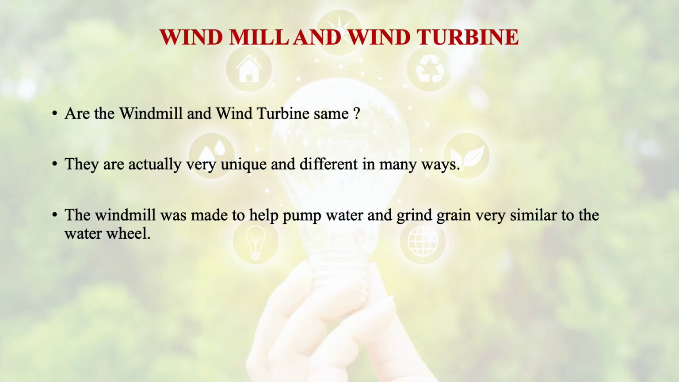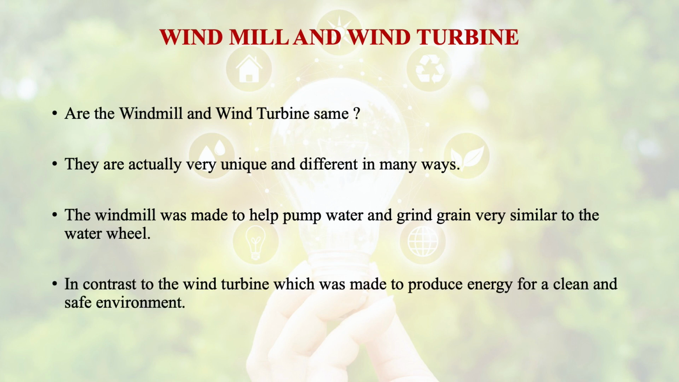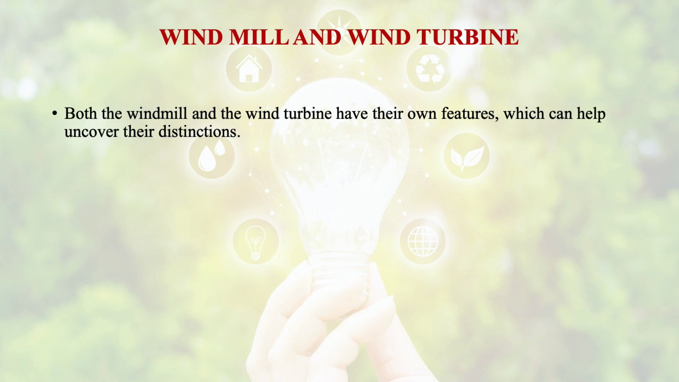The windmill was made to help pump water and grind grain, very similar to the water wheel. In contrast, the wind turbine was made to produce energy for a clean and safe environment. Both the windmill and the wind turbine have their own features which can help uncover their distinctions.